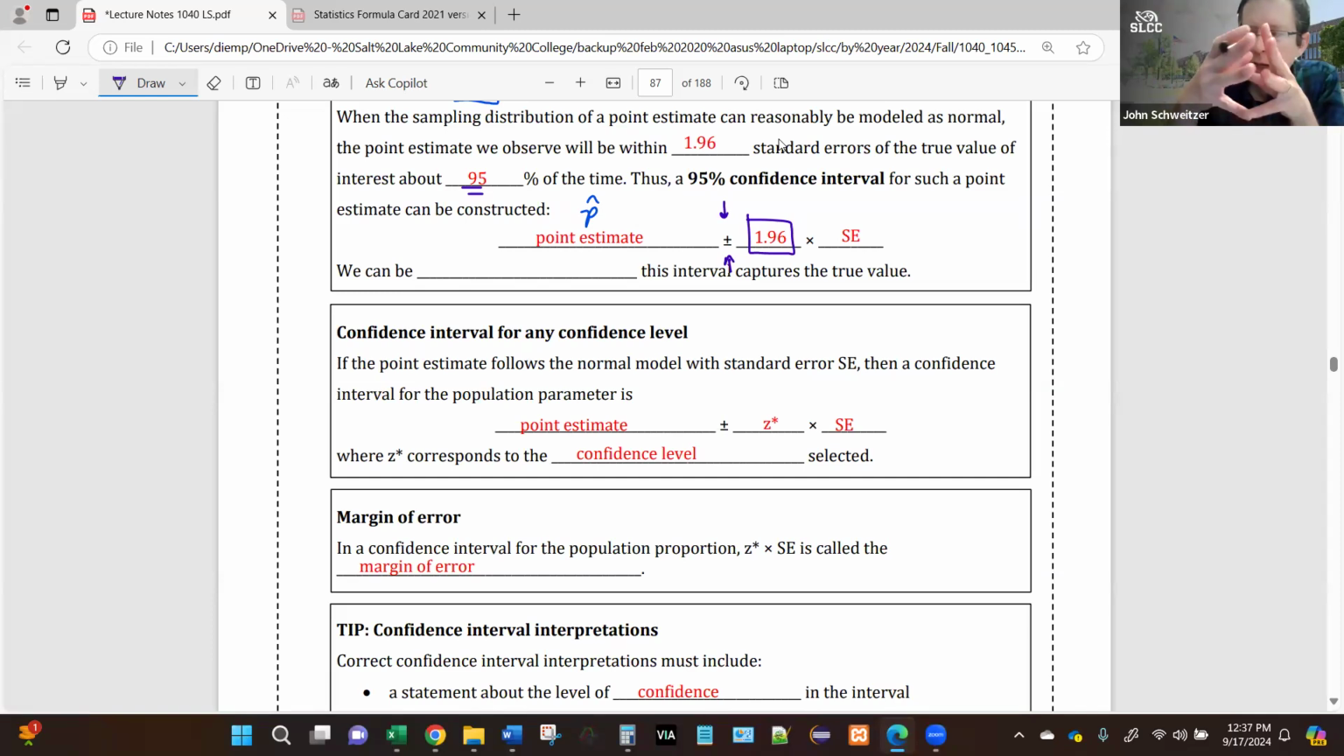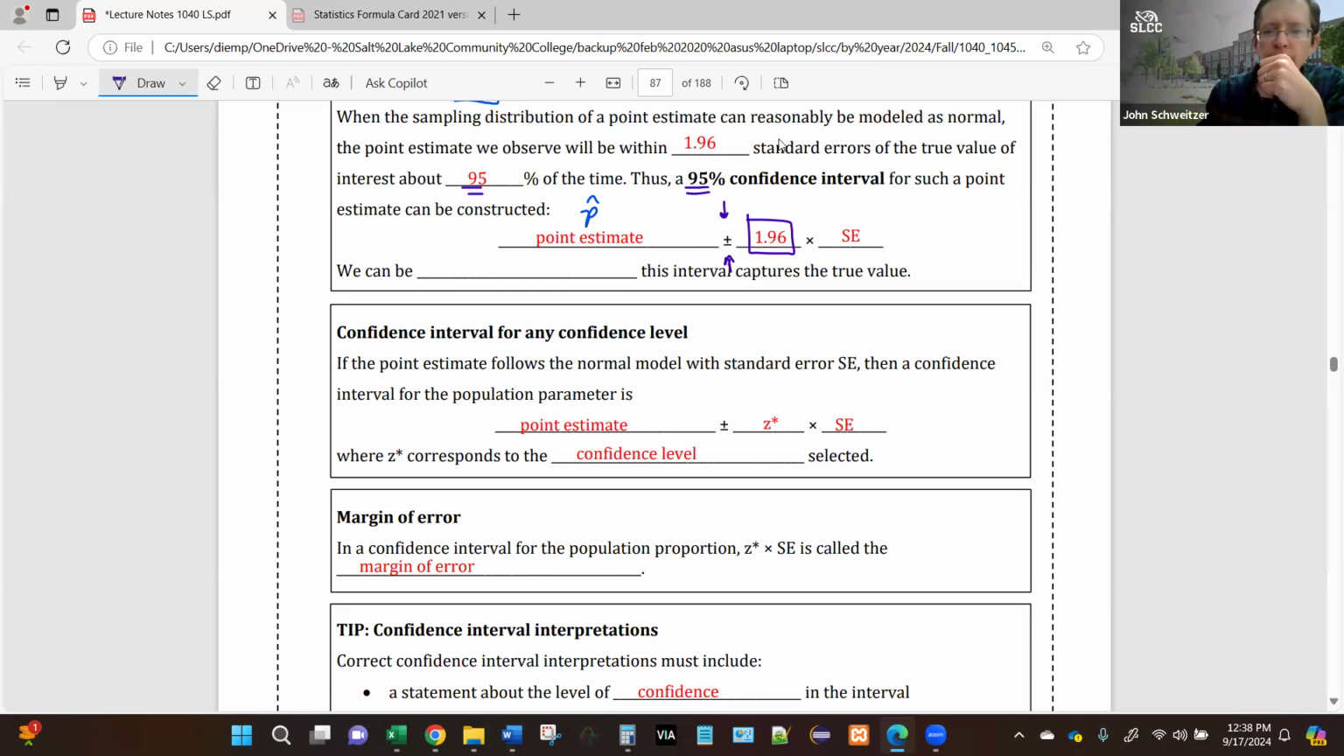Okay, and intuitively that should make sense because we know that with the 68, 95, 99.7 rule from last time, if you go 2 standard deviations out, you're going to capture about 95% of the distribution. So that works in reverse. If we start at p hat and we go 2 standard deviations away from p hat, we should capture the population proportion about 95% of the time. Okay, now we don't want to be stuck at 95% confidence. We'd like to be able to bump that up to 99%. We'd like to be able to go down to 90% or even below that. So how do we do that?